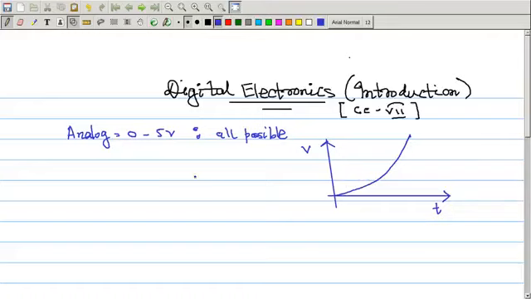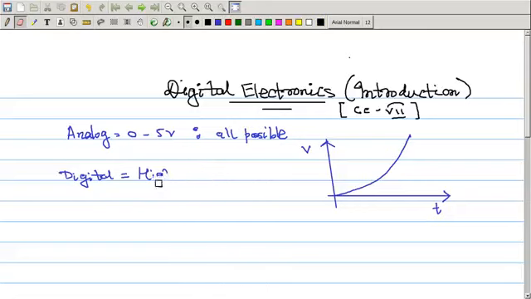Whereas if you try to discuss the digital voltage, what is a digital signal? A digital signal means in digital we have only two possibilities. One of the possibilities is high and another possibility is low. So high and low are the only possibilities in this digital counterpart of signals.